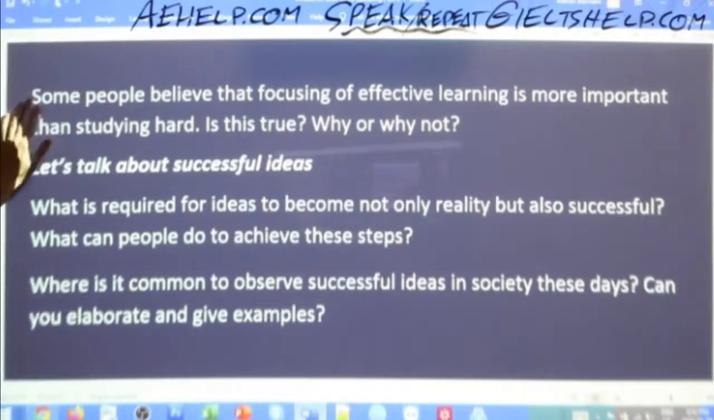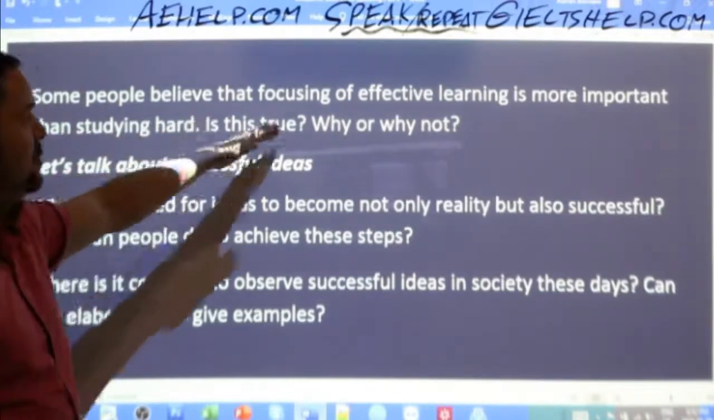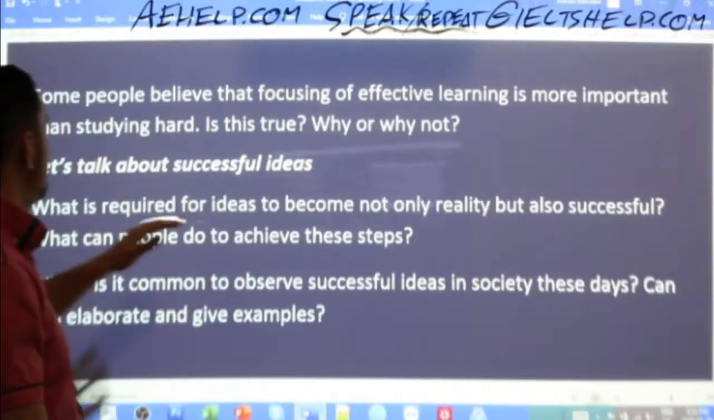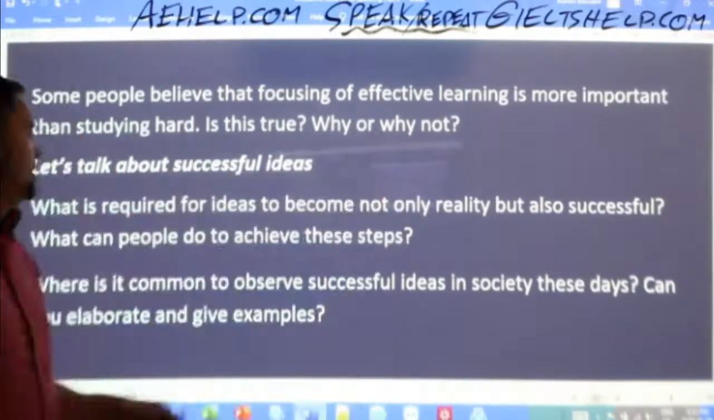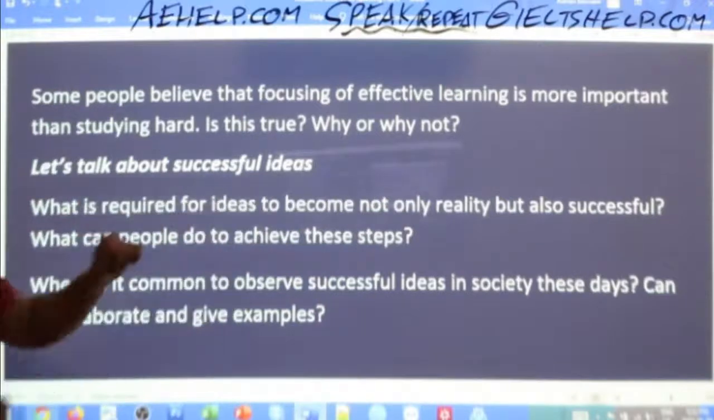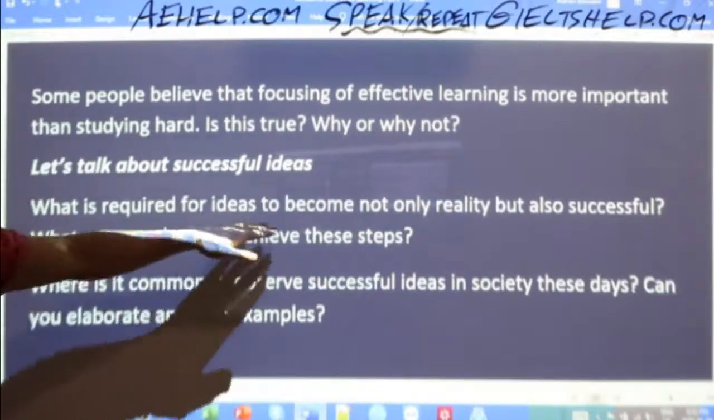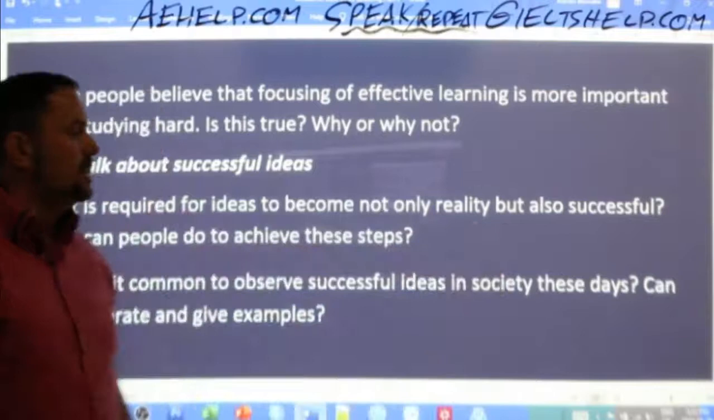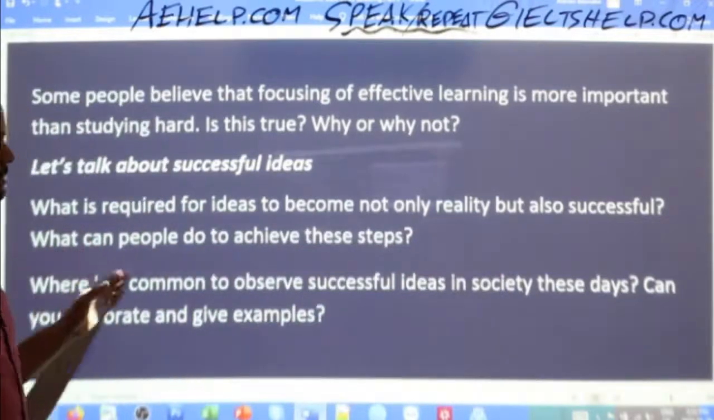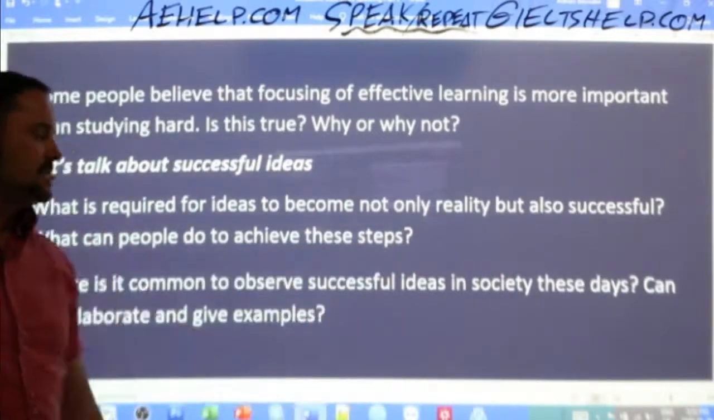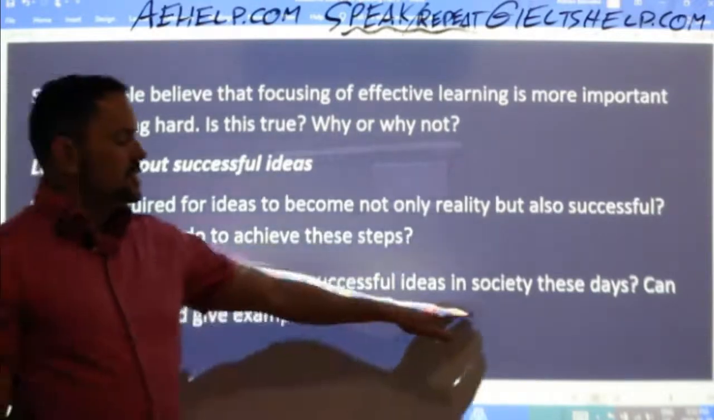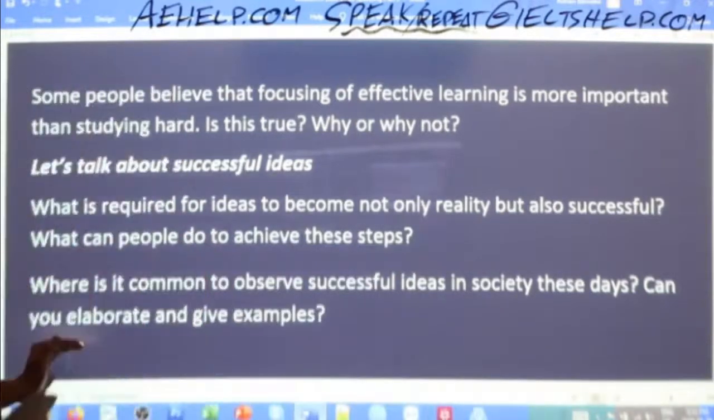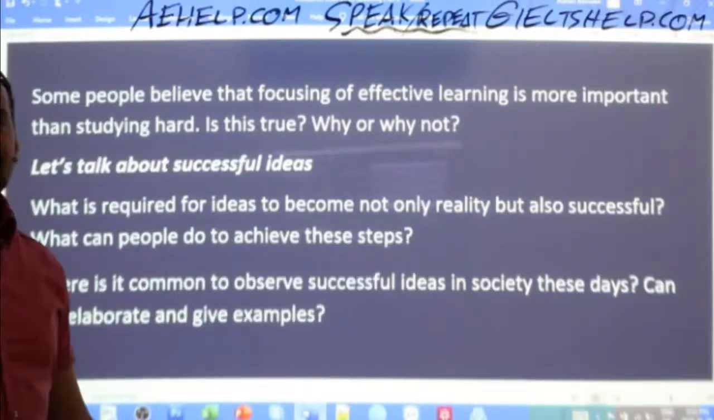Here are the questions. Some people believe that focusing on effective learning is more important than studying hard. Is this true? Why or why not? Let's talk about successful ideas. What is required for ideas to become not only reality, but also successful? What can people do to achieve these steps? Where is it common to observe successful ideas in society these days? Can you elaborate and give examples?